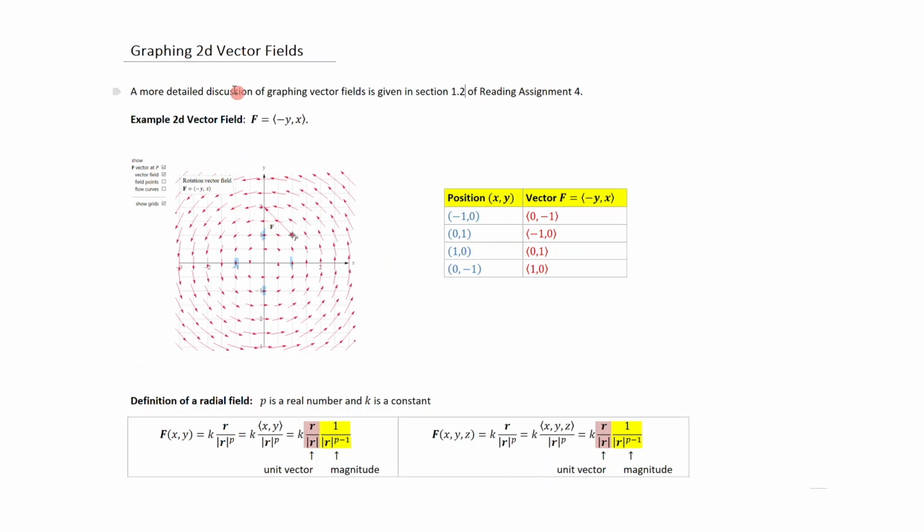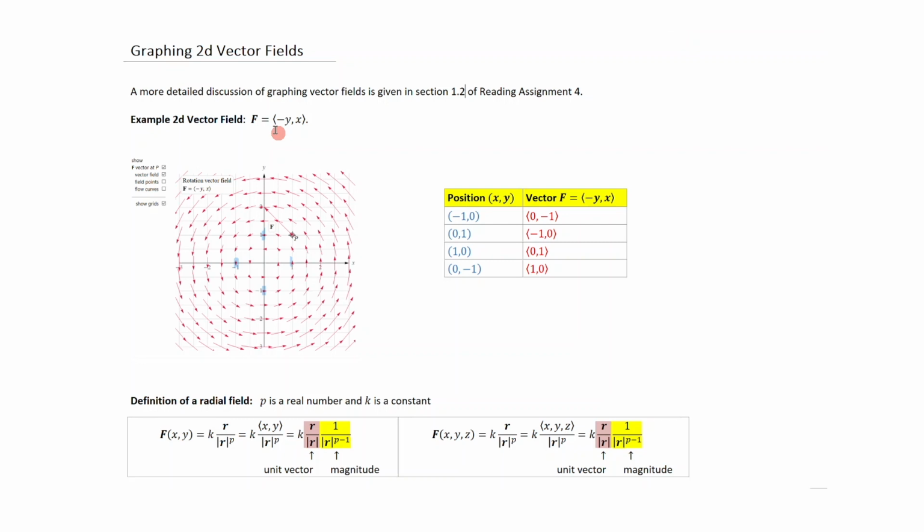All right, so let's consider, for instance, graphing of vector fields. Well, we specify 2D because it's easier to visualize. If you try to graph a 3D vector field, you'll end up with vectors crossing all over the place. It's very difficult to look at. So this material you can look into in section 1.2 of Reading Assignment 4. So let's consider this example of a 2D vector field.